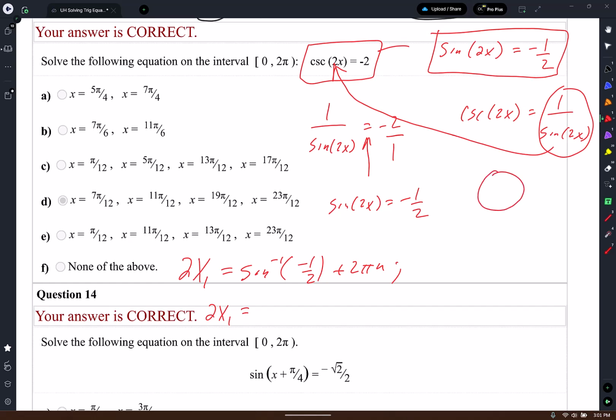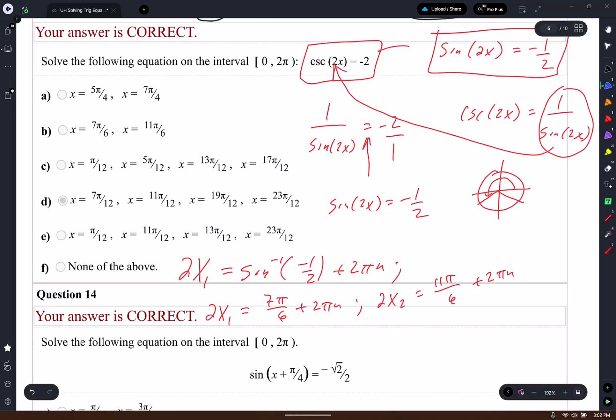On the unit circle, the first time sine is a negative 1/2 is right here in quadrant 3 and then in quadrant 4. What is the answer for this angle in quadrant 3? 7 pi over 6, that's one of them, plus 2 pi n, semicolon, yeah, that's the next one. 2x2 equals 11 pi over 6 plus 2 pi n. We're almost done, guys.